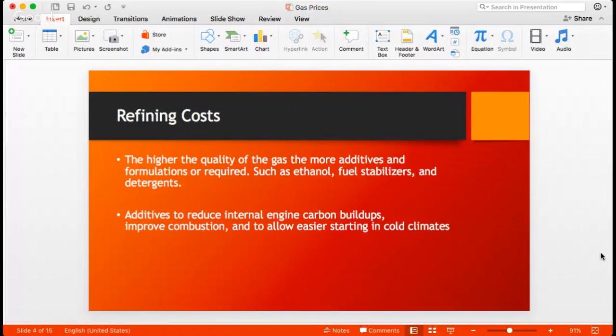Additives are added to reduce internal engine carbon buildups, improve combustion, and to allow easier starting in cold climates. So additives are kind of things that help preserve your engine and stretch out its life.